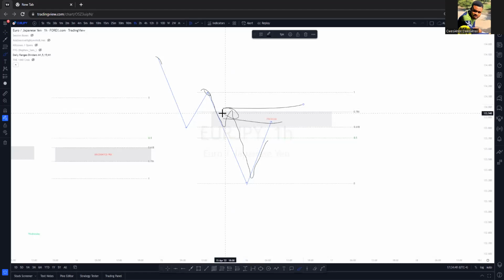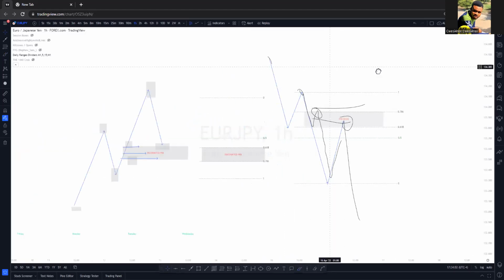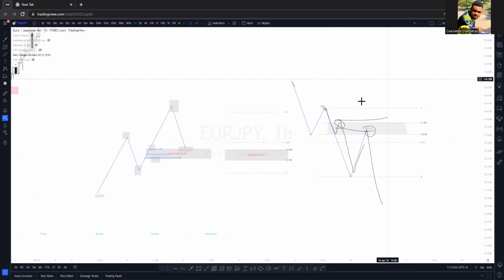So most of the time you'll be able to identify a point of interest on that complex pullback that happened on the lower time frame, right? And you take your entry over here. So basically this is how to look for a continuation trade or a reversal trade or any other setup. This is how to look for your point of interest in the market.